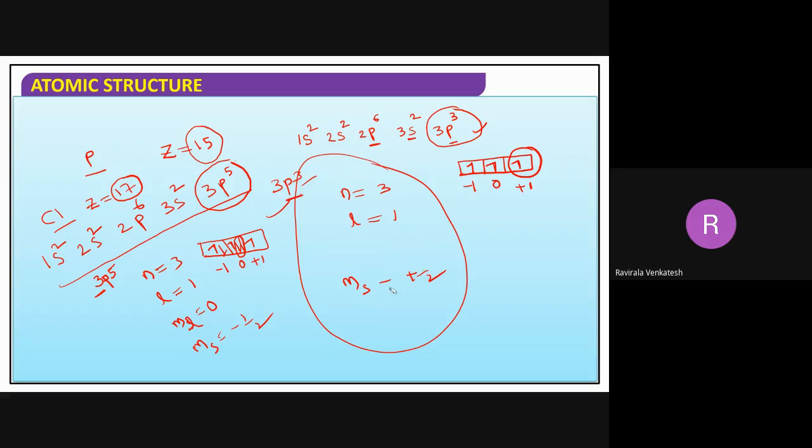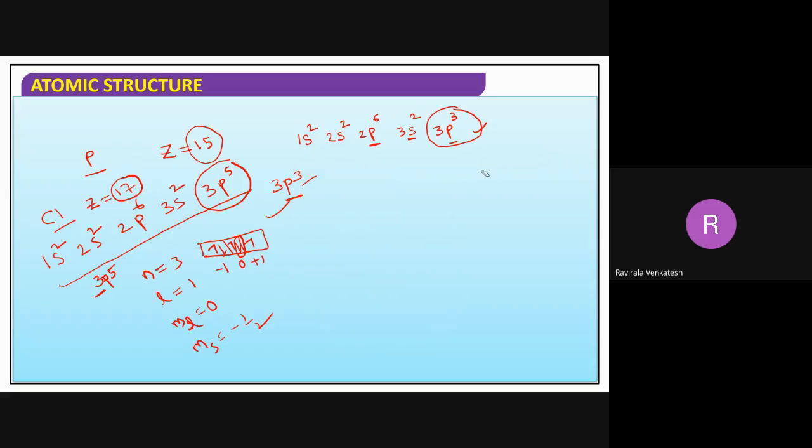Now let me take one last example. We will take sulfur. The atomic number of sulfur is 16.